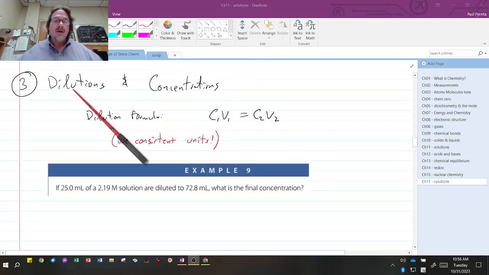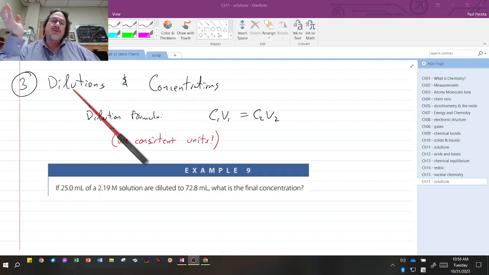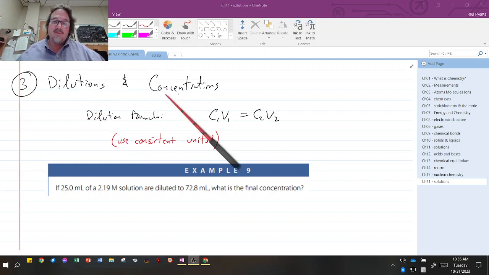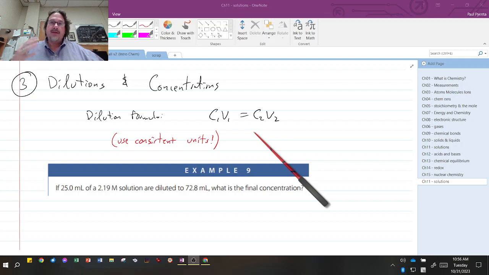The main thing here is if you have a starting solution that's more concentrated and you're adding, let's say, water to it, and that dilutes it. So you have an initial volume that's going to grow to a final volume that's going to be larger, and you have an initial concentration which is going to go down to a final concentration which is smaller. And how do you calculate those final volume or final concentrations?